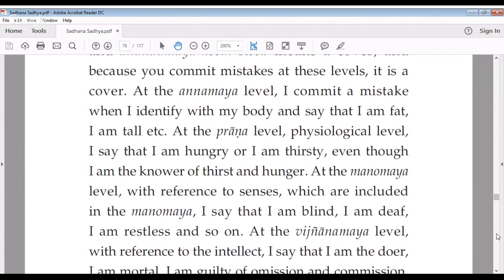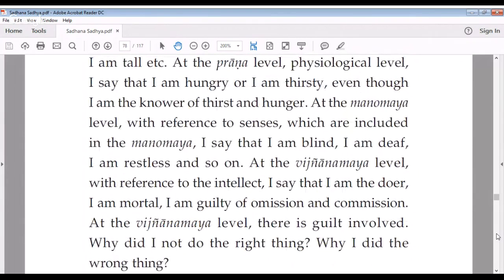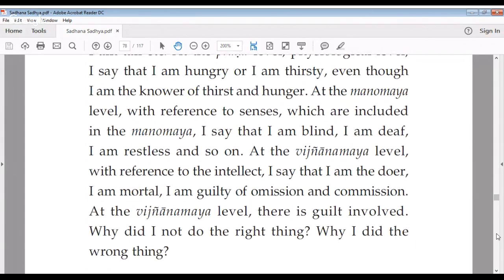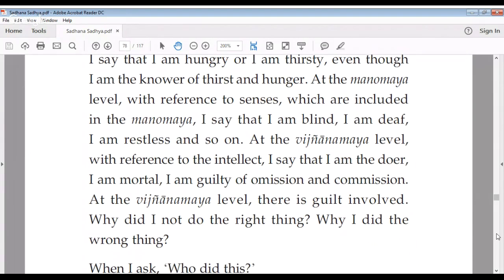At the Prana level, physiological level, I say that I am hungry, I am thirsty, even though I am the knower of thirst and hunger. At the Manomaya level, with reference to senses which are included in the Manomaya, I say that I am blind, I am deaf, I am restless, and so on. At the Vijnanamaya level, with reference to the intellect, I say that I am the doer, I am mortal, I am guilty of omission and commission. At the Vijnanamaya level, there is guilt involved. Why did I not do the right thing? Why did I do the wrong thing?